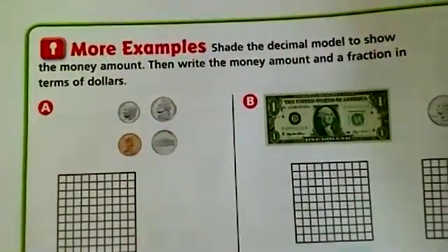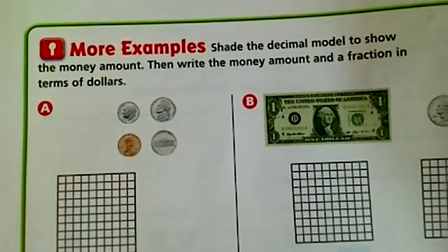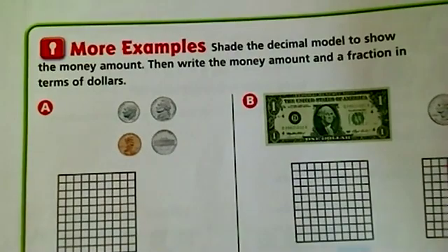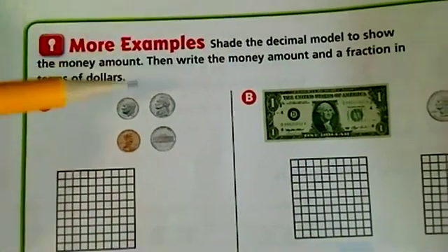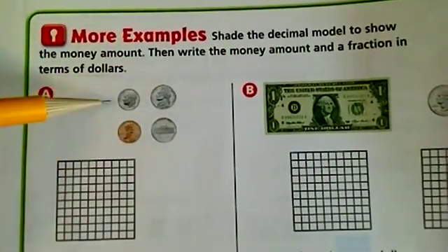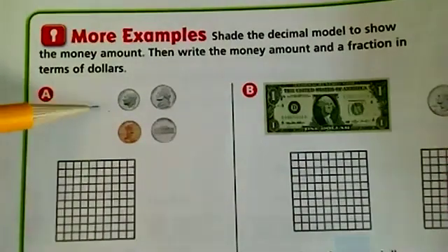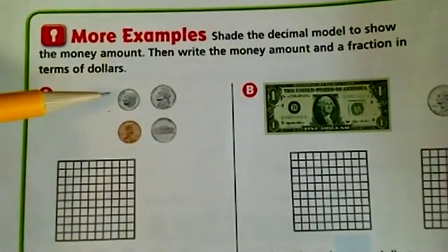Let's look at another example. Shade the decimal model to show the money amount. Then write the money amount and a fraction in terms of dollars. Okay, so first we're going to add up our money. And this is something that, again, if you aren't used to doing that, have some fun. Ask mom and dad to pour out some change, or maybe you have a little bowl in your house with a bunch of change. Pour it out and play around with it and count out some money.